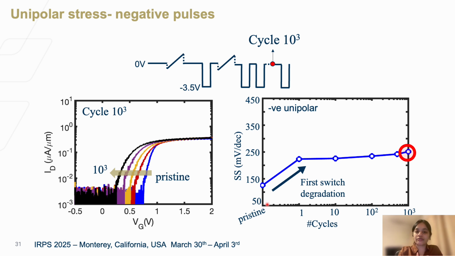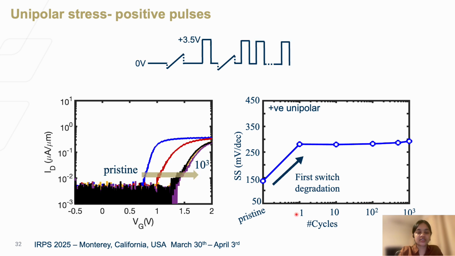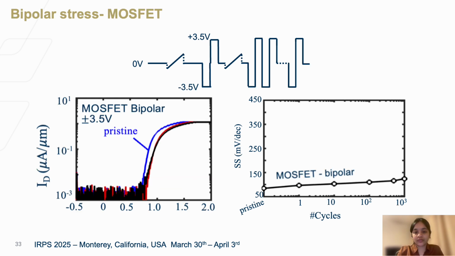So, regardless of whether a bipolar pulse or a unipolar pulse is applied, the first switch degradation is still present. Similarly, with positive unipolar pulses, we again see a similar increase in the subthreshold slope as we apply the very first pulse, and subsequent cycling does not affect the subthreshold slope of the device.